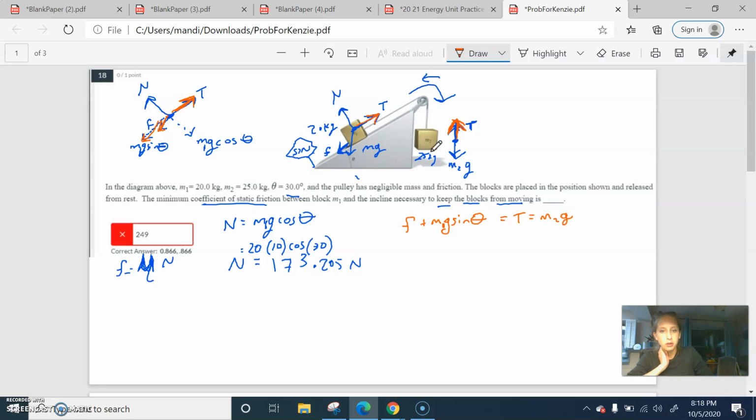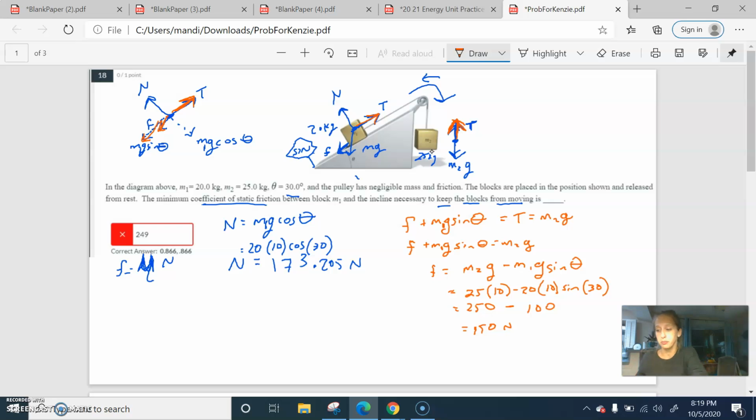So we're trying to figure out what friction is, but we know friction plus m1g sine theta equals m2g. So friction equals m2g minus m1g sine theta. M2 is 25, G is 10, M1 is 20, G is still 10, sine of 30. Okay, 25 times 10 is 250, minus sine of 30 is a half, half of 10 is 5, 20 times 5 is 100. That ends up being 150 newtons.